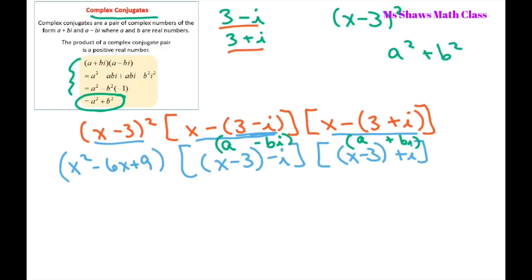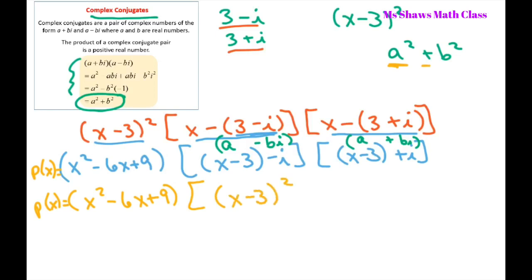So again, I have my x squared minus 6x plus 9. This is your p of x, by the way. Now, take your a. We want to get our a. Our a happens to be x minus 3. Square it. Write your plus. Now, our b in this case is 1. There's a 1 in front of that i. So let's just do 1 squared.